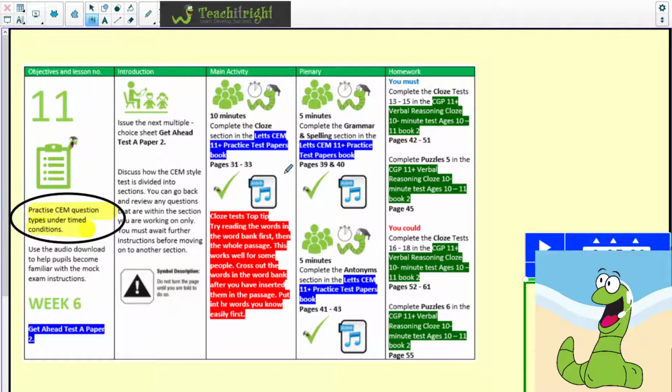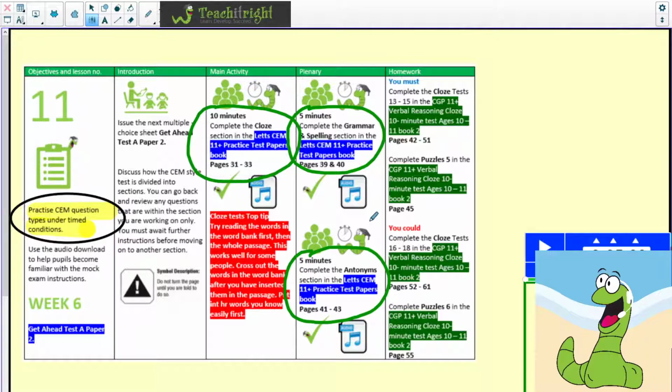Let's move on now to the next part of our lesson and let's see what we're going to be concentrating on in our Let's 11 Plus Practice Test Papers book. We're going to be looking at closed passages today. We'll be looking at 2 closed passages. We'll also focus on a grammar and spelling section within this lesson. And finally, we will also look at some antonyms.